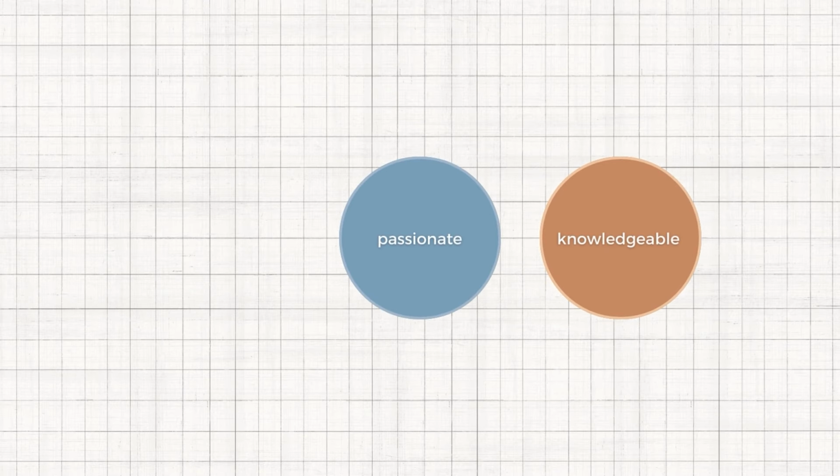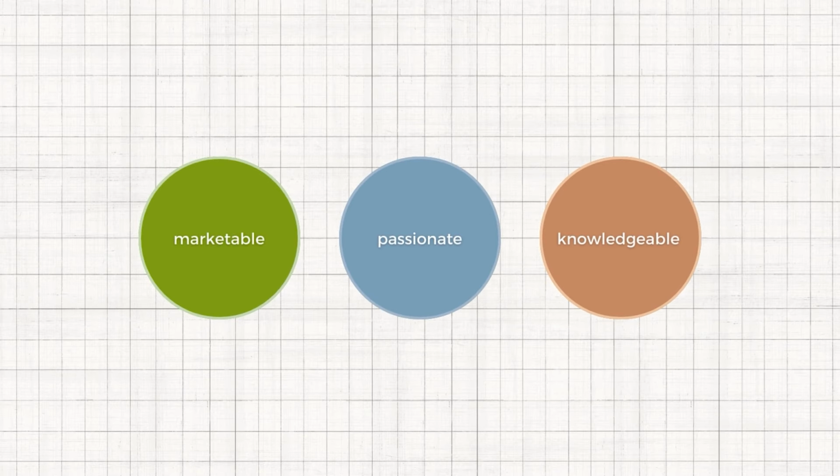So the very first thing that you're going to do is find the sweet spot between what you're knowledgeable in, what you're passionate about, and what there's a market for. It's so important that all three of these things happen to make sure that this is a long-term business and a long-term plan that can continue to scale over time.